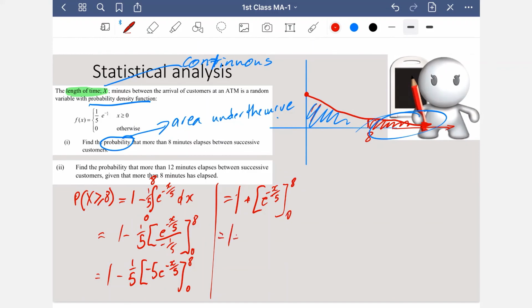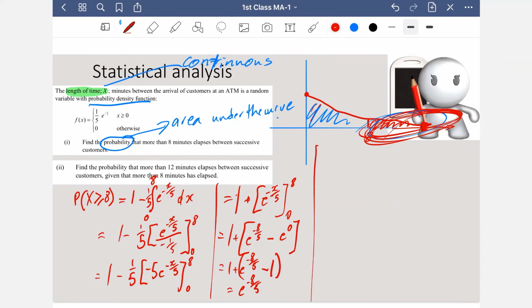Let's substitute: 1 plus e to the power of negative 8 on 5 minus e to the power of 0, so 1 plus e to the power of negative 8 on 5 minus 1, which is e to the power of negative 8 on 5, and that's the probability of it. So that's this area over here, greater than 8. So a nice little problem.